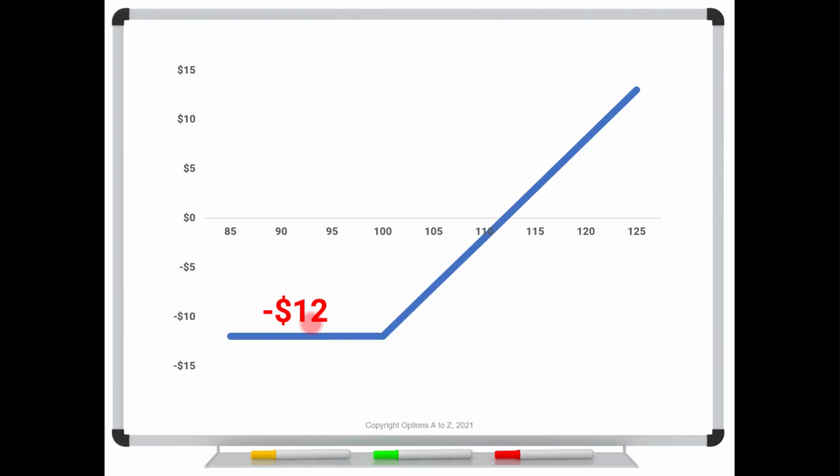If you were willing to put this money at risk because you thought it was only $2, that's one thing. But it's 12. It's 6 times higher than what you thought. So how did this happen, and how could we have figured out our true net cost?